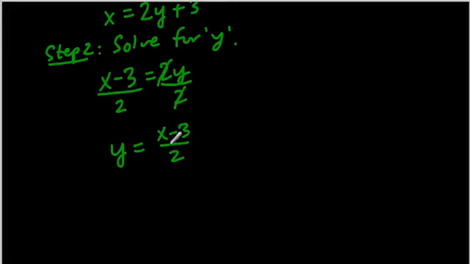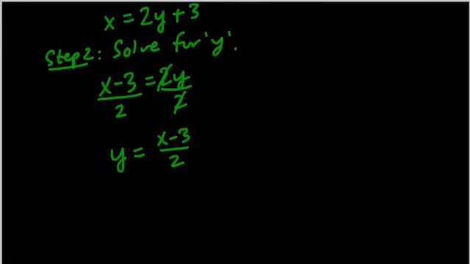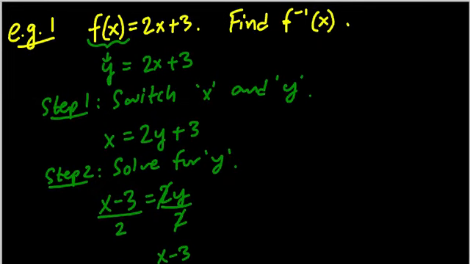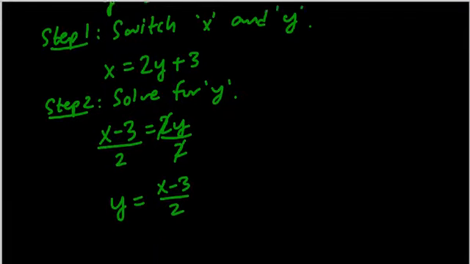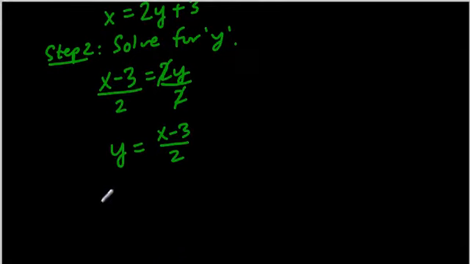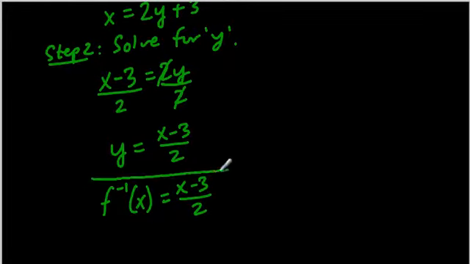And I'm almost done. You might think, oh, we're almost done, we found the inverse function. But hold on. I didn't ask you to find y. I asked you to find f inverse, that f with a little -1 of x. So the last step that you have to do is simply write it as f inverse of x is equal to x minus 3 divided by 2.